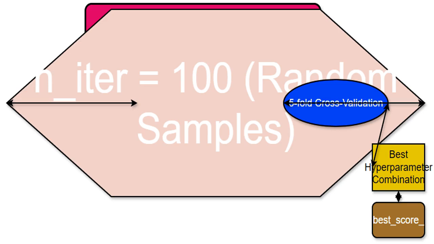The n_iter parameter in RandomizedSearchCV sets the number of random samples from the hyperparameter space to be evaluated. In this scenario, n_iter equals 100 means that 100 different random combinations of the hyperparameters C and gamma will be chosen and tested. It's important to understand that only a subset of all the possible hyperparameter combinations will be explored.